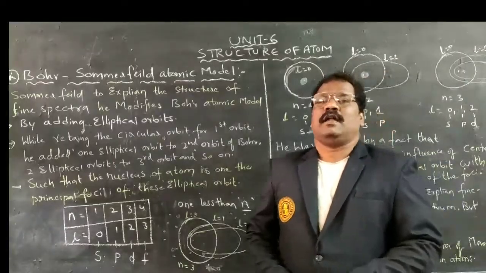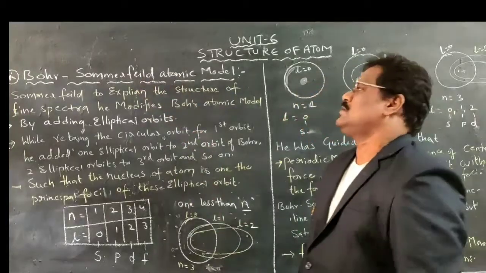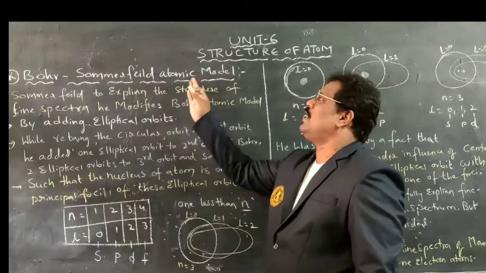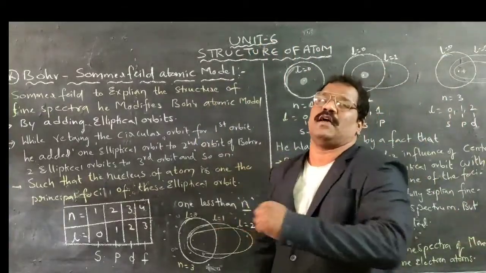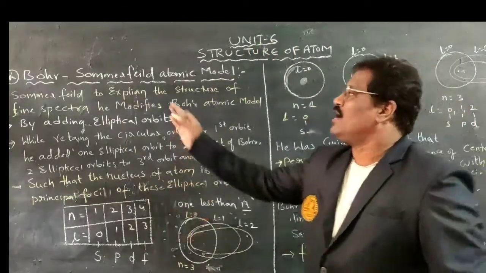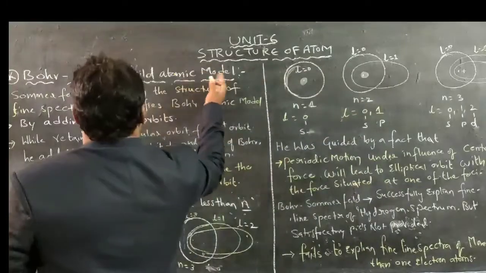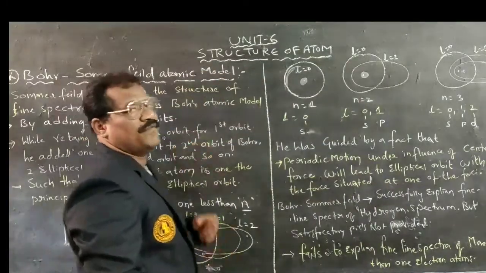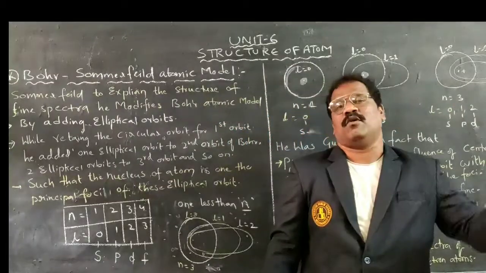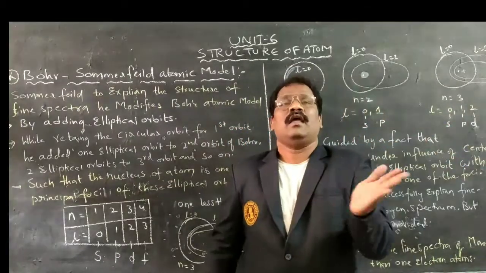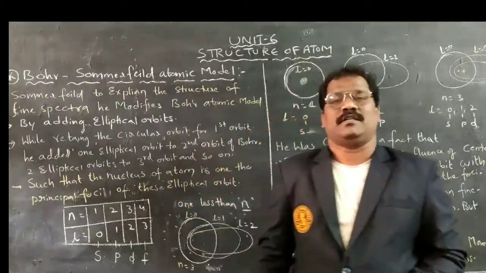Okay, children, next we are going to start the Bohr-Sommerfeld atomic model within unit 6, structure of atom. What is meant by the Bohr-Sommerfeld atomic model? Sommerfeld, what does it mean? He modified the Bohr atomic model by adding elliptical orbits to it.